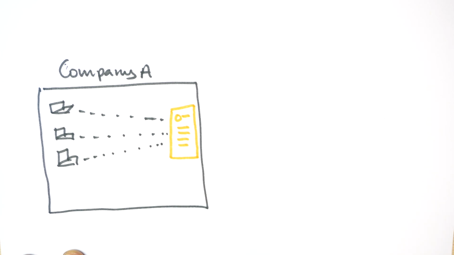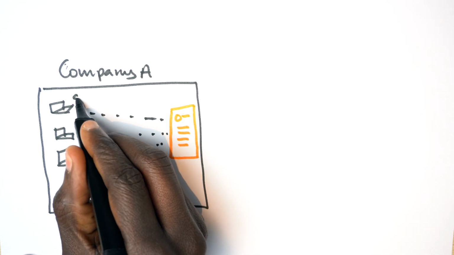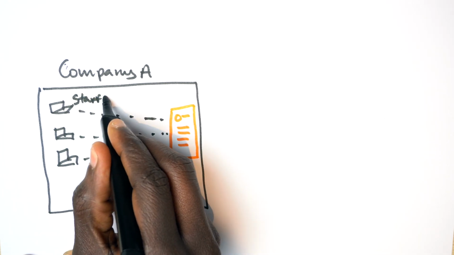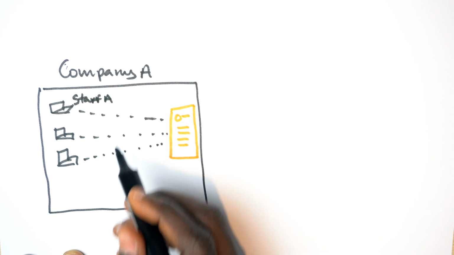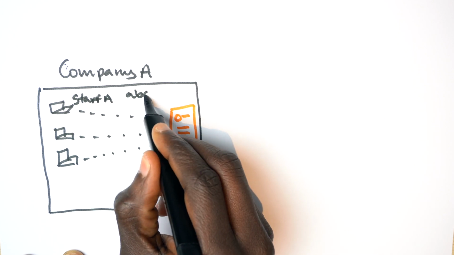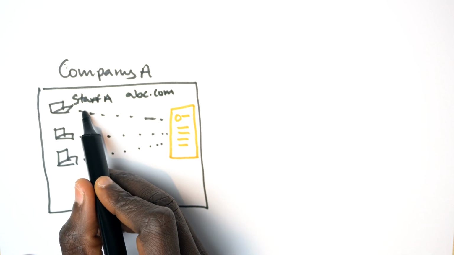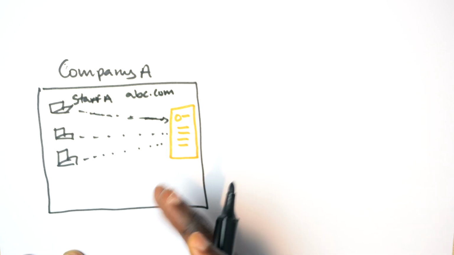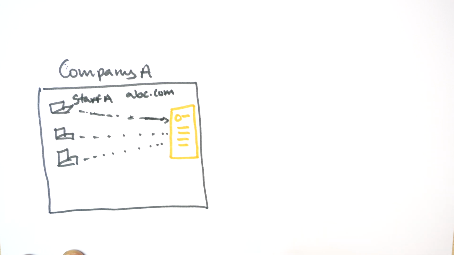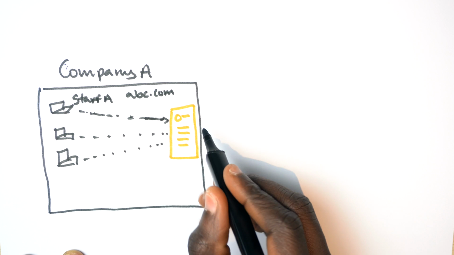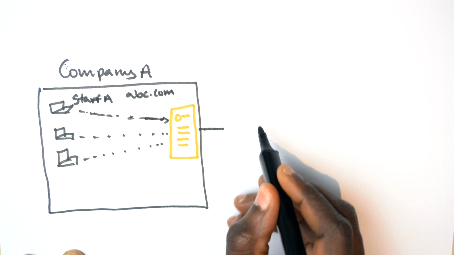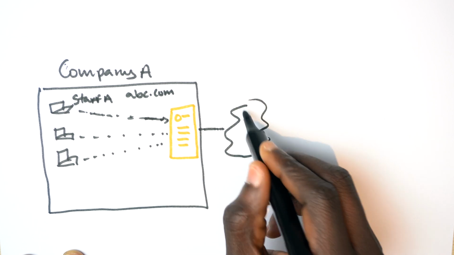Now, in this example, let's say staff A requests a website, abc.com. Types that in, the request comes to this proxy server. The proxy server checks and sees that abc.com is an allowed site. It now passes this connection over the internet.